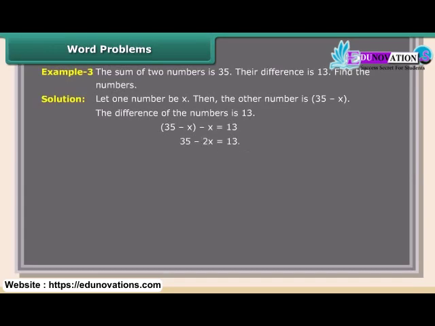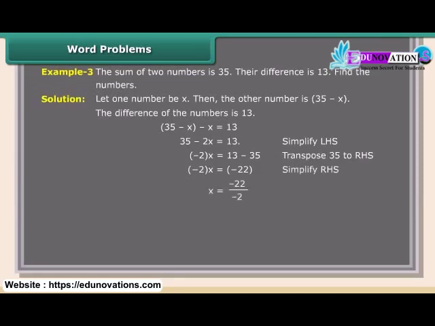x minus (35 minus x) is equal to 13. That is, 2x minus 35 is equal to 13. Simplify LHS. Transpose 35 to RHS. 2x is equal to 13 plus 35, which is 48. Simplify RHS. x is equal to 48 upon 2. Transpose 2 to RHS. x is equal to 24.